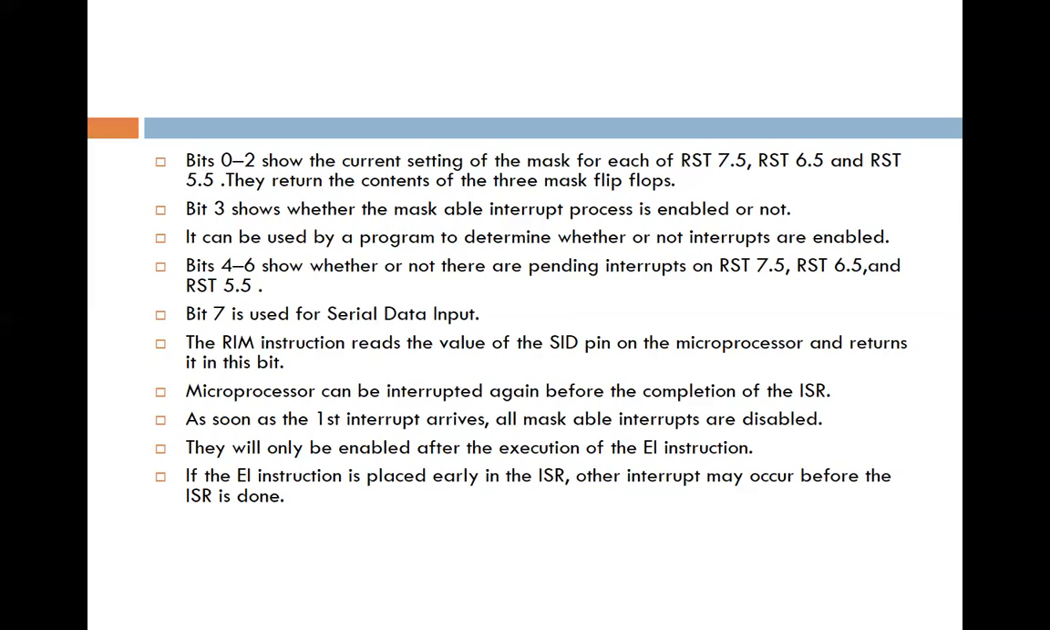The microprocessor can be interrupted again before the completion of the ISR. As soon as the first interrupt arrives, all maskable interrupts are disabled. They will only be enabled after the execution of the EI instruction. If the EI instruction is placed early in the ISR, other interrupts may occur before the ISR is done. Thank you.